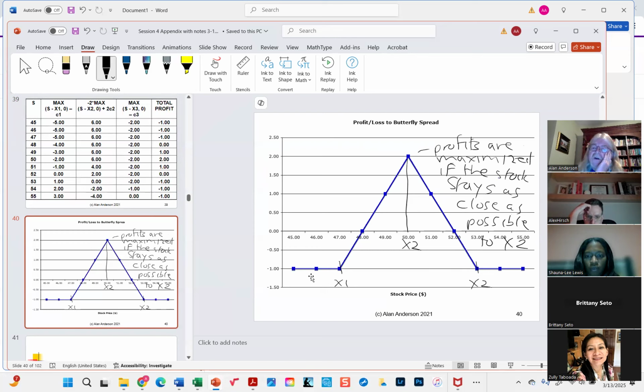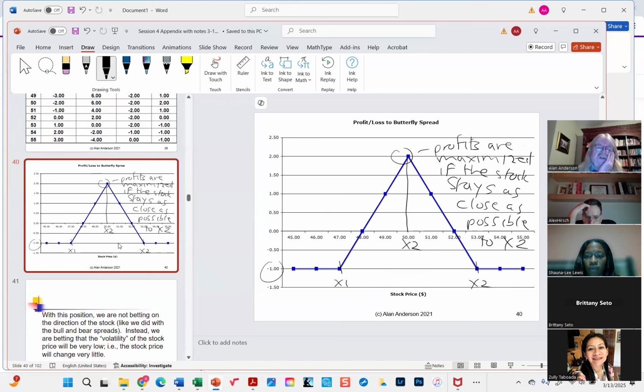By the way, if you notice, our losses are capped at $1, the amount we paid for this position, but at the same time, the profits are capped at $2. So the bet here is that the price of the stock will stay very stable. We think that for whatever reason, the stock price will stay in the same neighborhood until the maturity date when we can exercise the options, and we'll end up hopefully with a profit of $2.